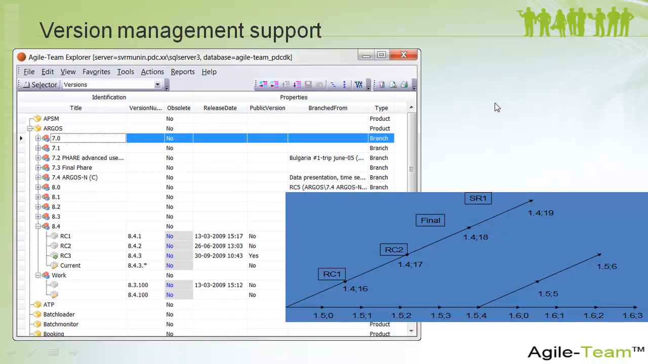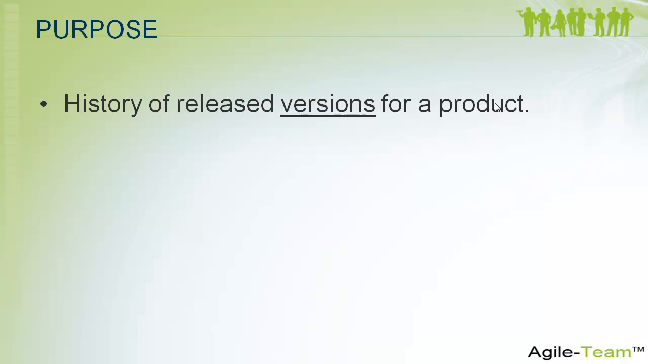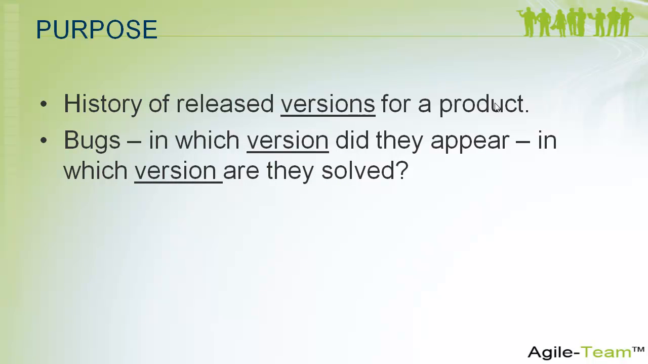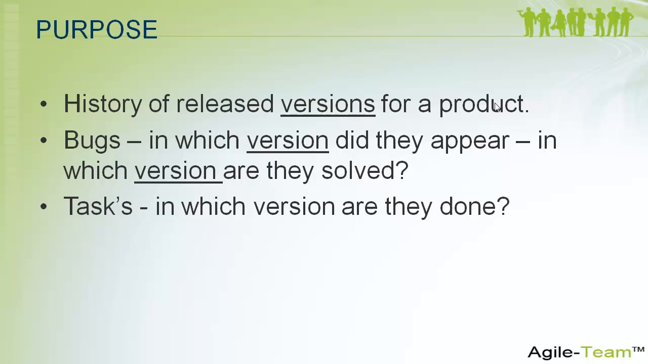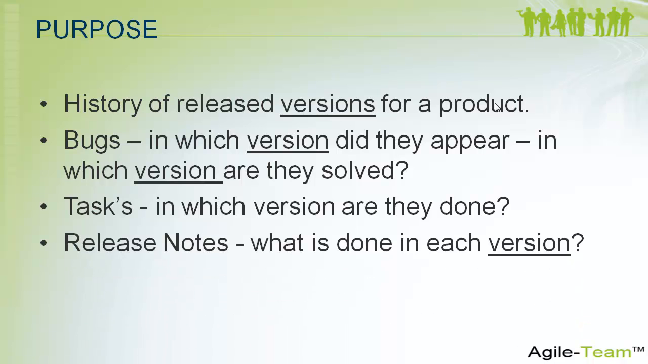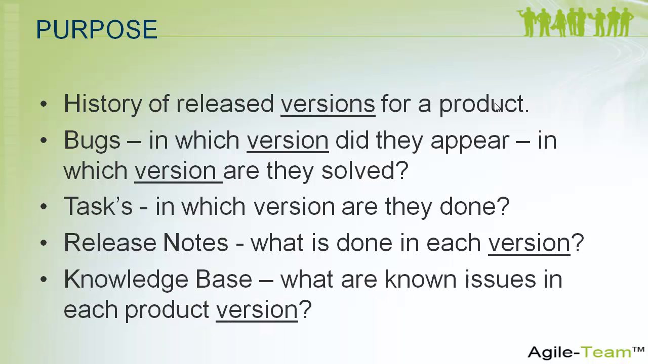The version management support in Agile-Team can help you to maintain the history of released versions for a product, to record for bugs in which version did they appear, in which versions are they solved, to record for tasks in which version are they done, to support generation of release notes, what is done in each version, to support a knowledge base to the customers, what are known issues in exactly the product version they are using, and what are solved if they upgrade to a new version.